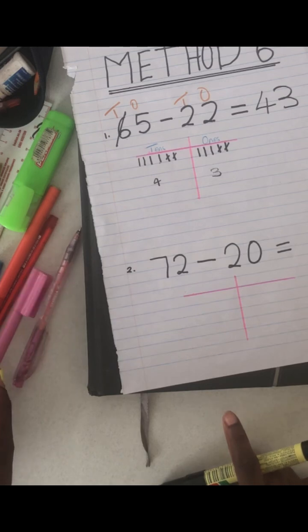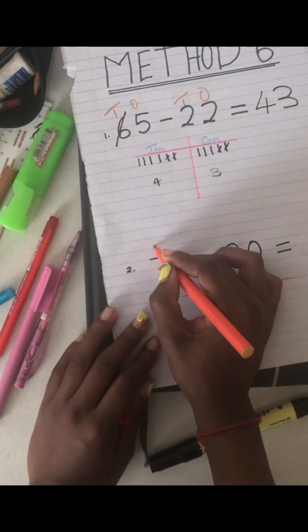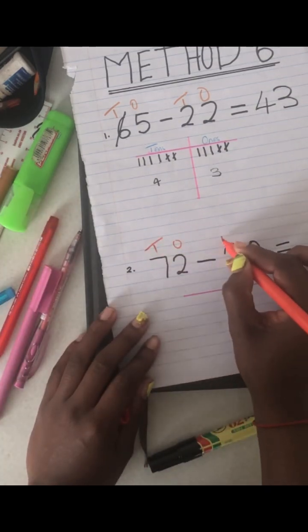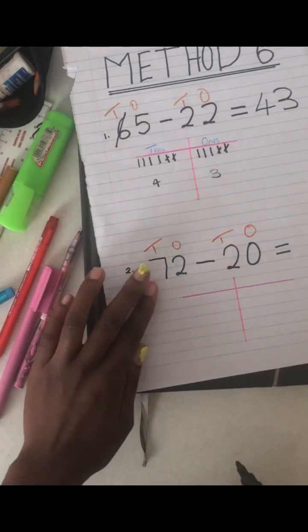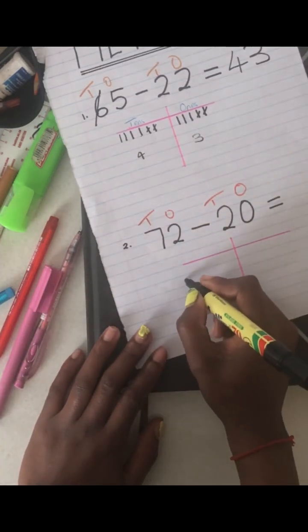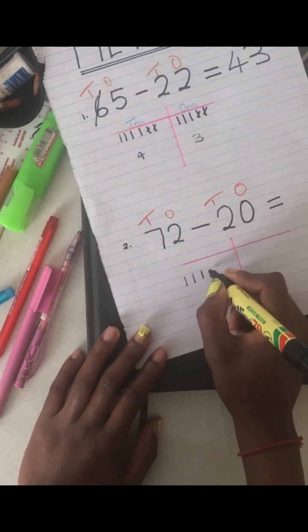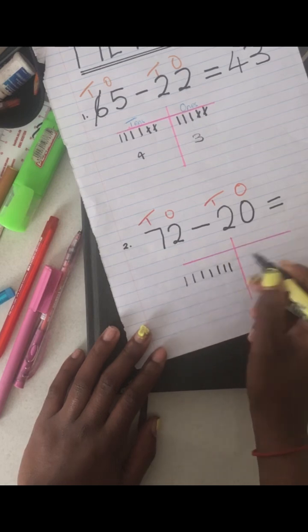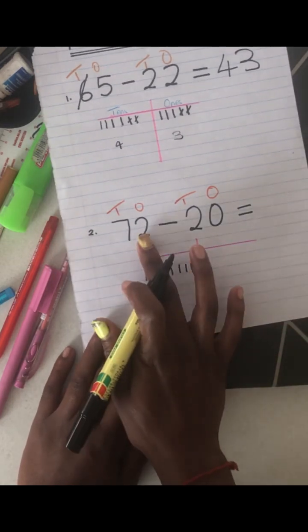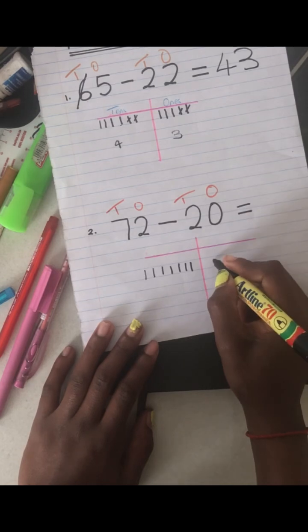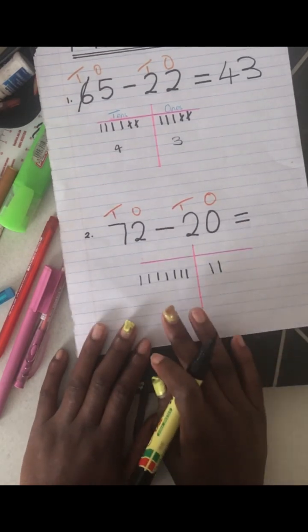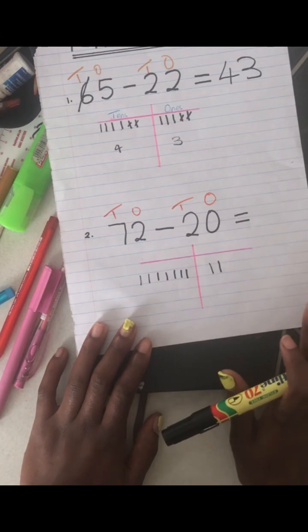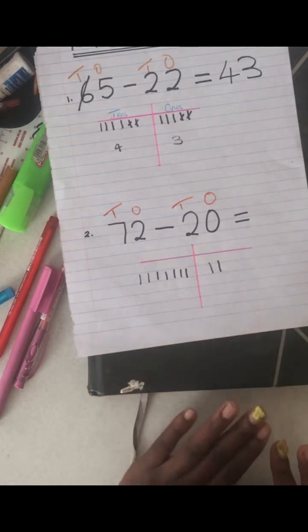So we group them tens, ones, tens, ones, just for you to understand, right? So we have the 7 tens. So we're gonna say 1, 2, 3, 4, 5, 6, and 7, right? And then we have the 2 ones. We're gonna say 1, 2, right? So you're gonna minus tens with the tens, ones with the ones, right?